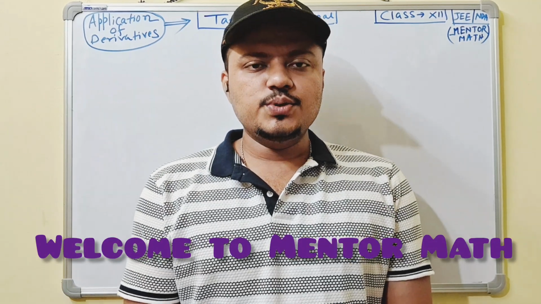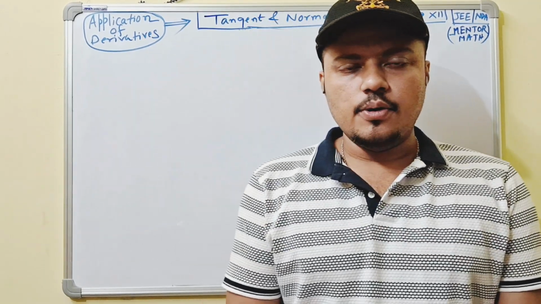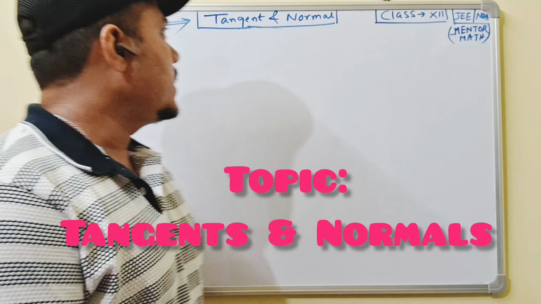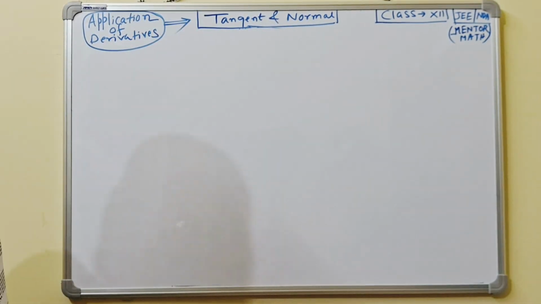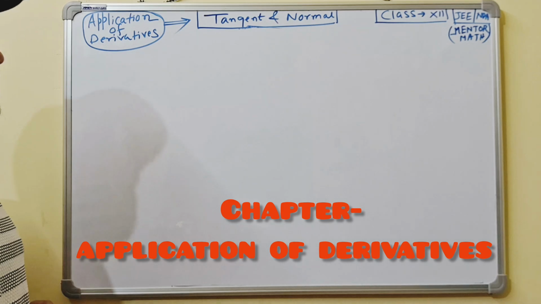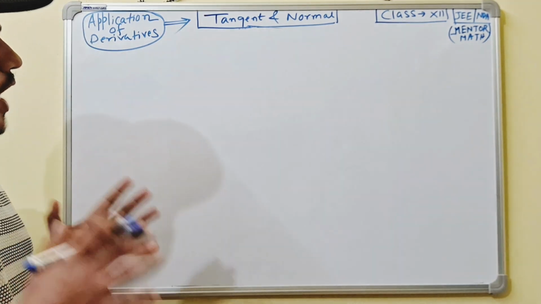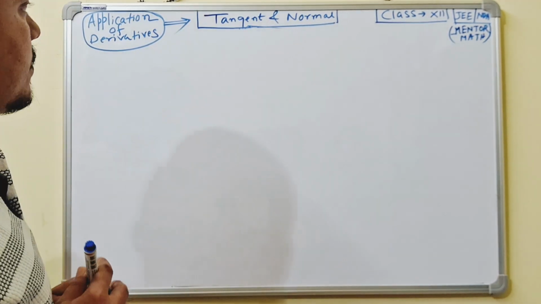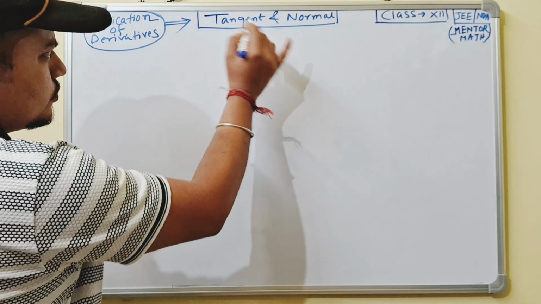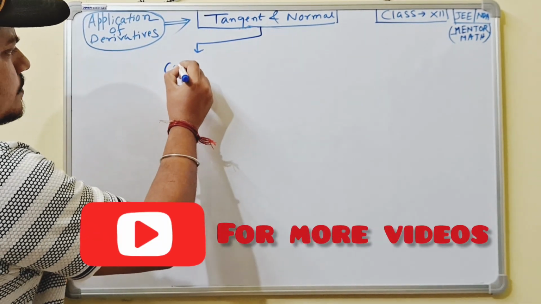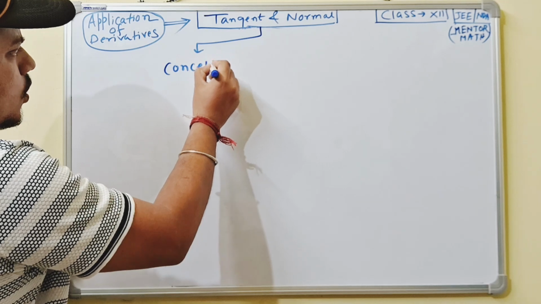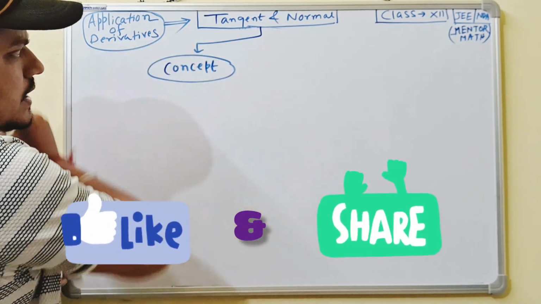Hello students, today I am going to discuss a very nice topic, that is tangent and normal. This topic belongs to your chapter Application of Derivatives. So now we are going to discuss the main three parts. Basically, we are going to discuss the concept of tangent and normal.